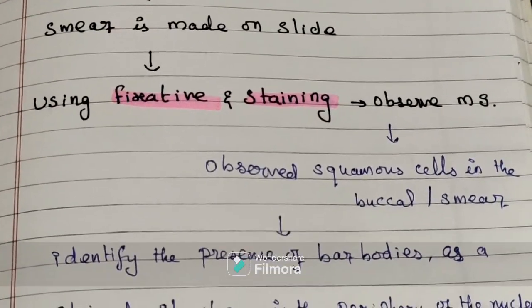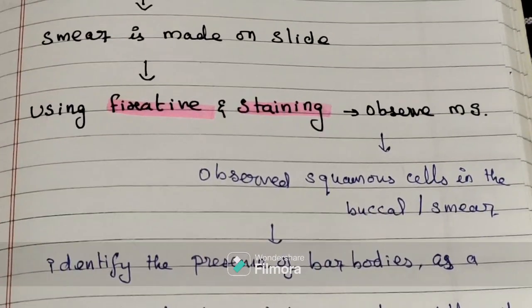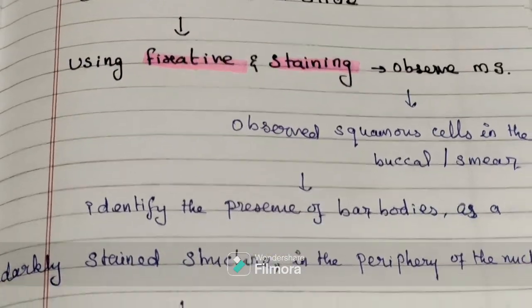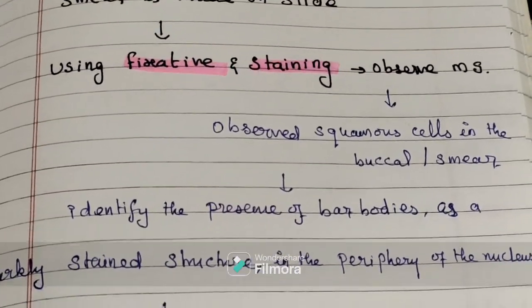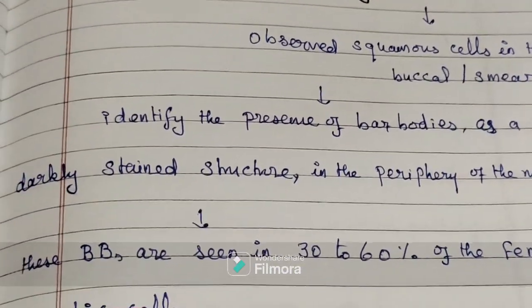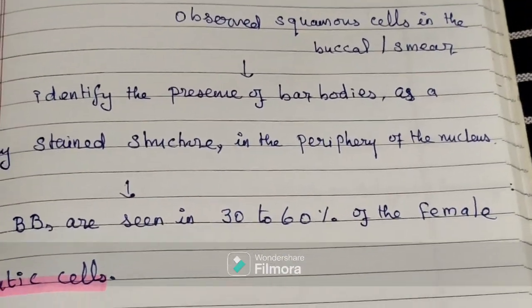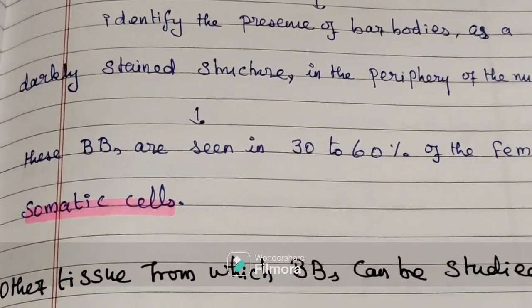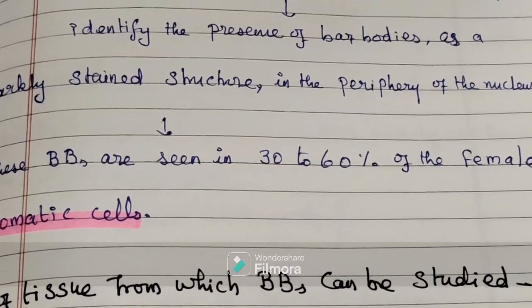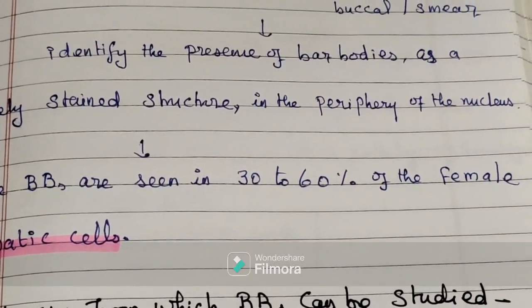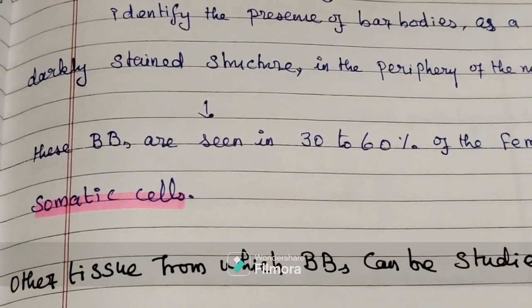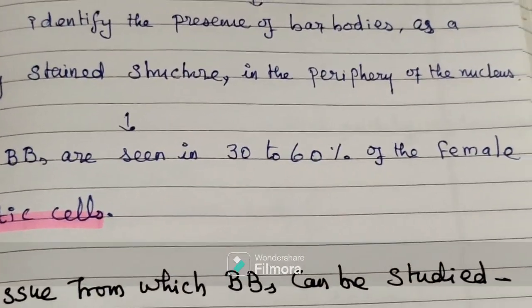So we can observe squamous cells of the buccal cavity. We can identify the presence of Barr bodies as a darkly stained structure at the periphery of the nucleus. These Barr bodies are seen in 30 to 60 percent of female somatic cells.